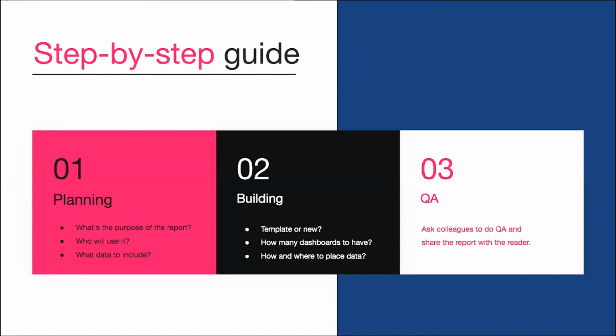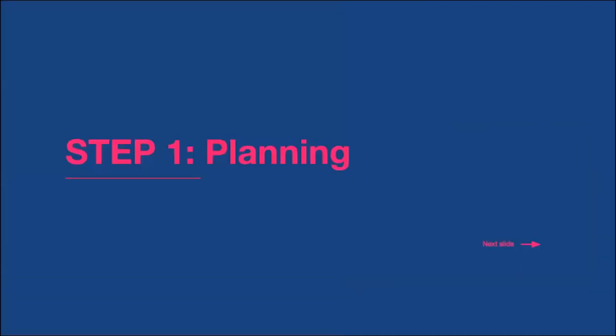The first step is about planning. It's about defining the purpose of the report, about data to include. The second step is finally about building the report and, for example, how and where to place the data. And the third step is about QA of the report, because I'm sure that you want to provide true data, and you want to provide a dashboard that will solve the questions you or your colleagues have. So let's start with the in-depth explanation. And the first step is planning.